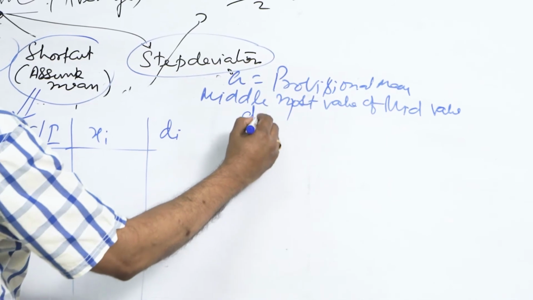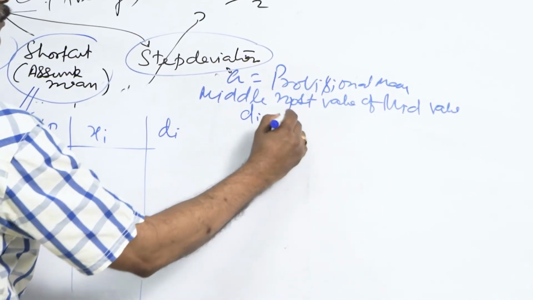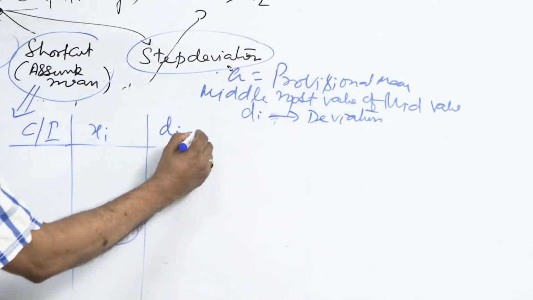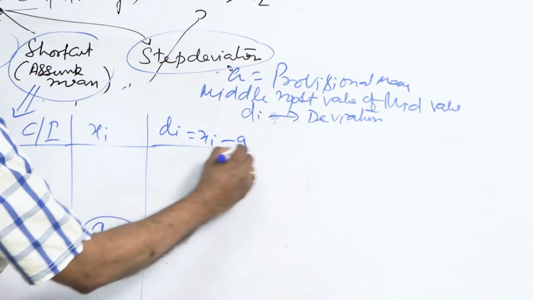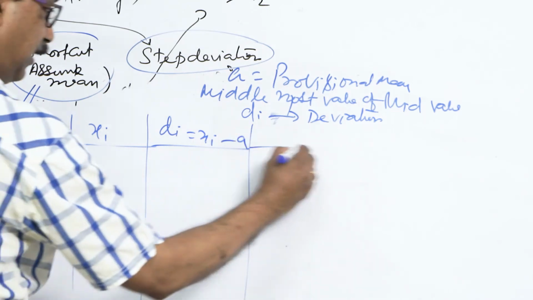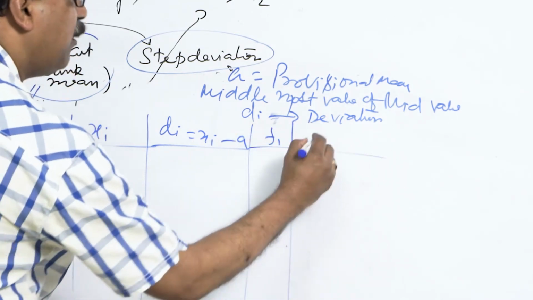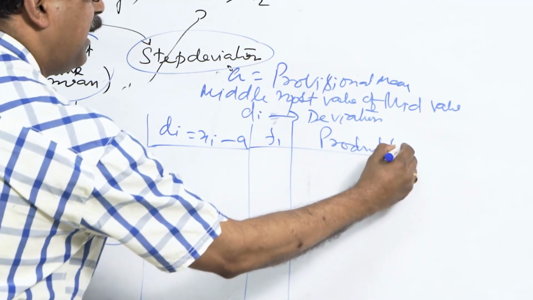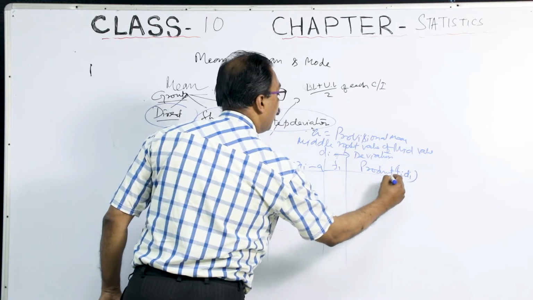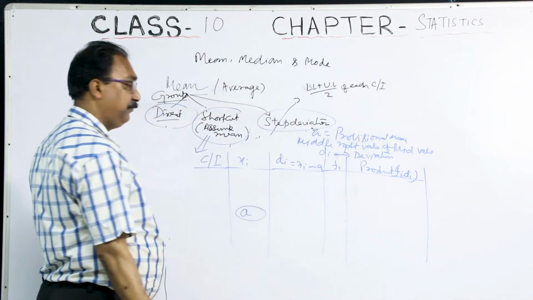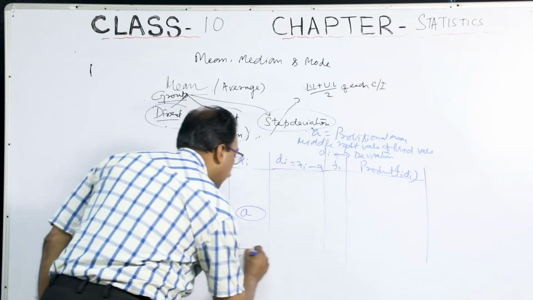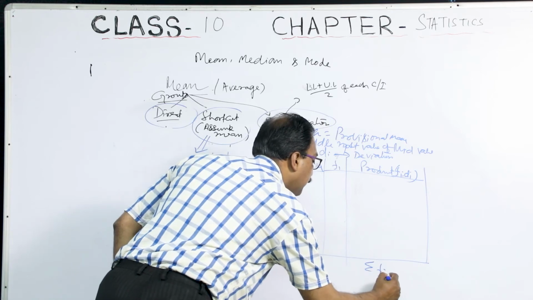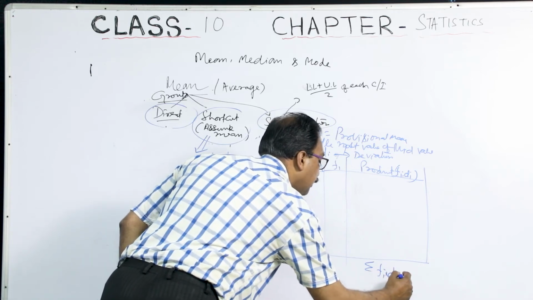And after that, deviation. Deviation means this di formula is what? You have this di denoted for deviation, deviation of the values. That formula is xi minus a. For each column you have to find. After that, you have to write the frequency and you go for product. Okay, the product is nothing but fi into di. Okay, not for x this time. Clear? Then we have to add all the values. That's called sigma fi into di, the product of frequency and deviations.